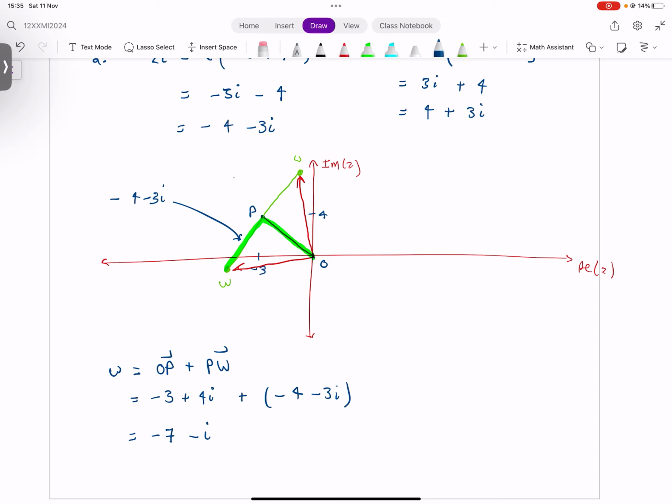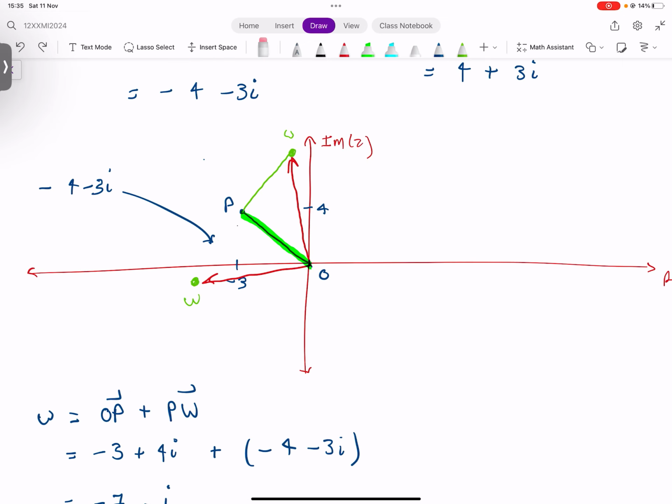Okay, or we could have, if I get rid of some of this green here, add that back in.